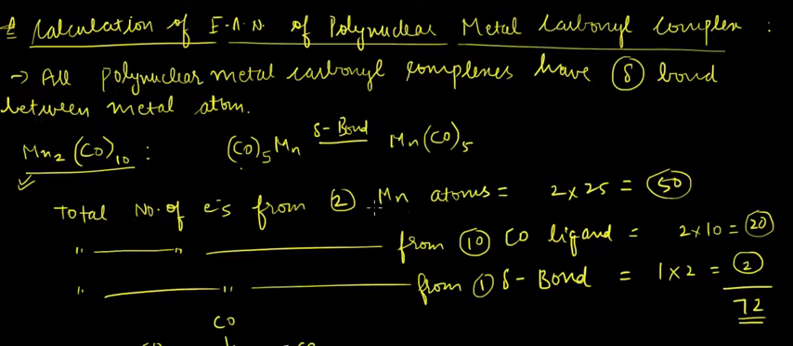So total number of electrons from these two Mn atoms would be 2 times the atomic number of Mn, which is 25. So here it's 50, and total number of electrons from 10 CO ligands, rather 5 are attached to each of the Mn atoms, so there are 10 ligands in the overall complex. So total electron contribution would be 20. Total number of electrons from one delta bond between them would be 1 in each, so we have 2. So EAN of the complex would be 72.